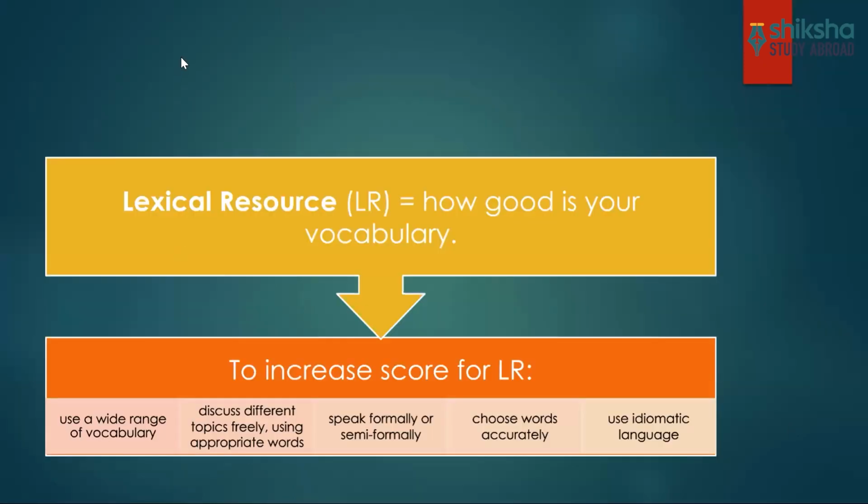All right. The second criteria of speaking marking is lexical resource. Vocabulary plays an essential role in speaking as well, apart from writing. So how good is your vocabulary? To increase the score for LR, use a wide range of vocabulary, discuss different topics freely using appropriate words, and speak formally or semi-formally. Do not be informal in front of the examiner. That is a very big no. Choose words accurately. Use idiomatic language. Idiomatic language is basically your idioms and phrases which you have learned in your school and college. That will play a role in your IELTS as well.